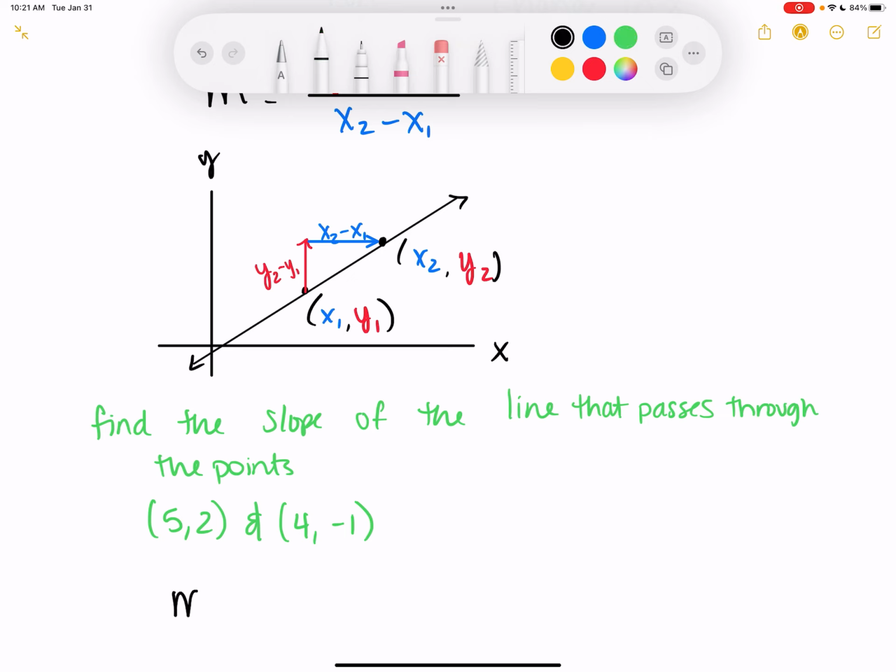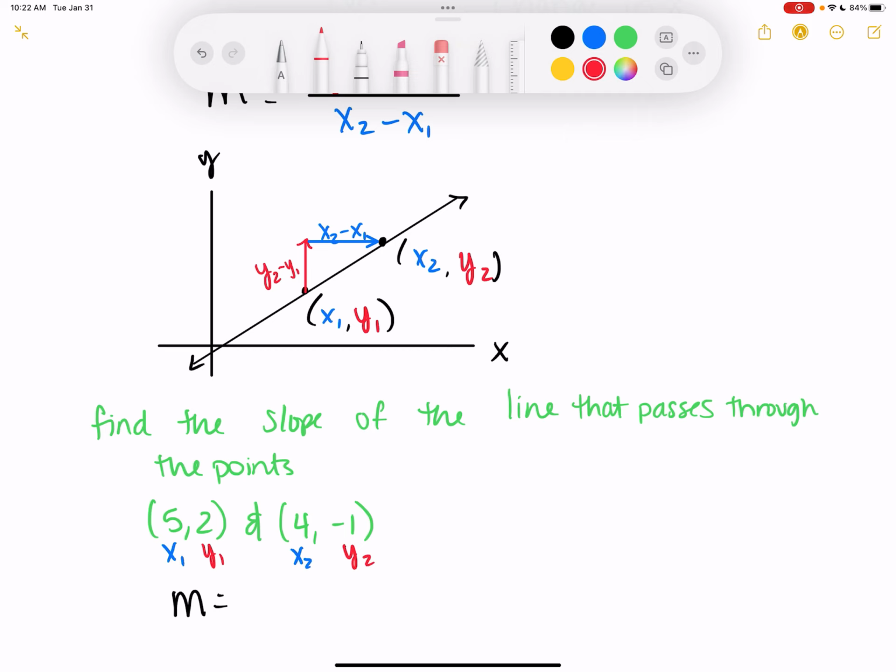To find slope, I'm going to label these as x1, and this is x2. This is y1, this is y2. It doesn't matter which point you call 1 and which one you call 2. You can switch them, but you have to call both of these 2 and both of these 1, or vice versa. As long as you don't mix them up, they're fine.